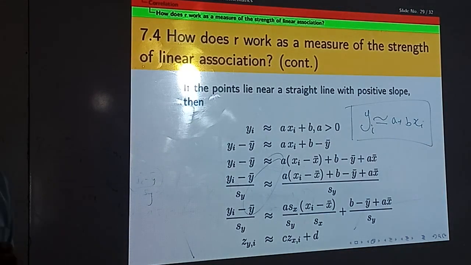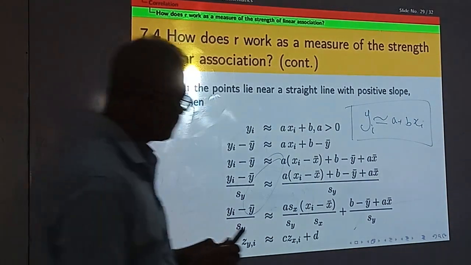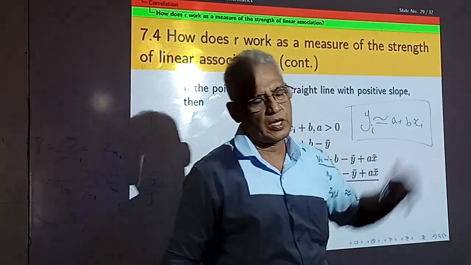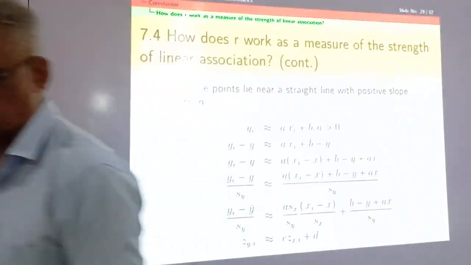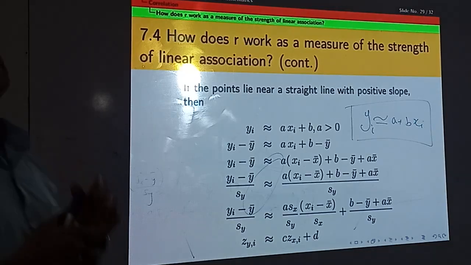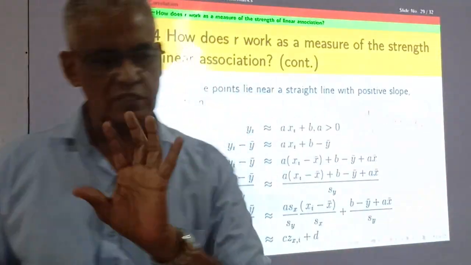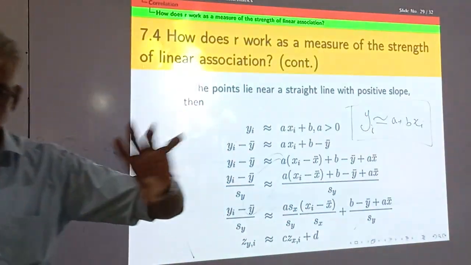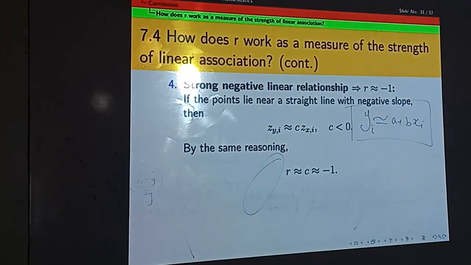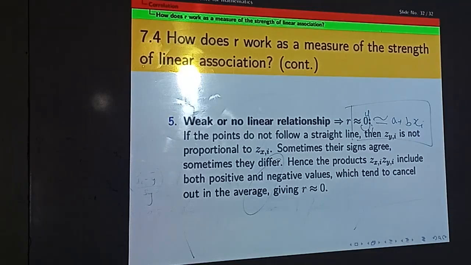And similarly, if there is a weak relationship, if there is no relationship like that, then r will be 0. I have explained that also. So like that we can explain why r is a suitable measure of the strength of the linear relationship. It definitely gives you the direction as well as the strength. So go through that. Okay, that's the end.